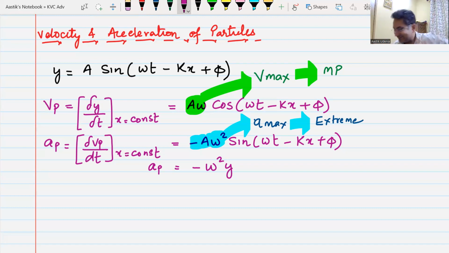See, understanding on your own is so good. You will never forget it. This is how you get the particle velocity and particle acceleration. Do we get this? Yes or no?